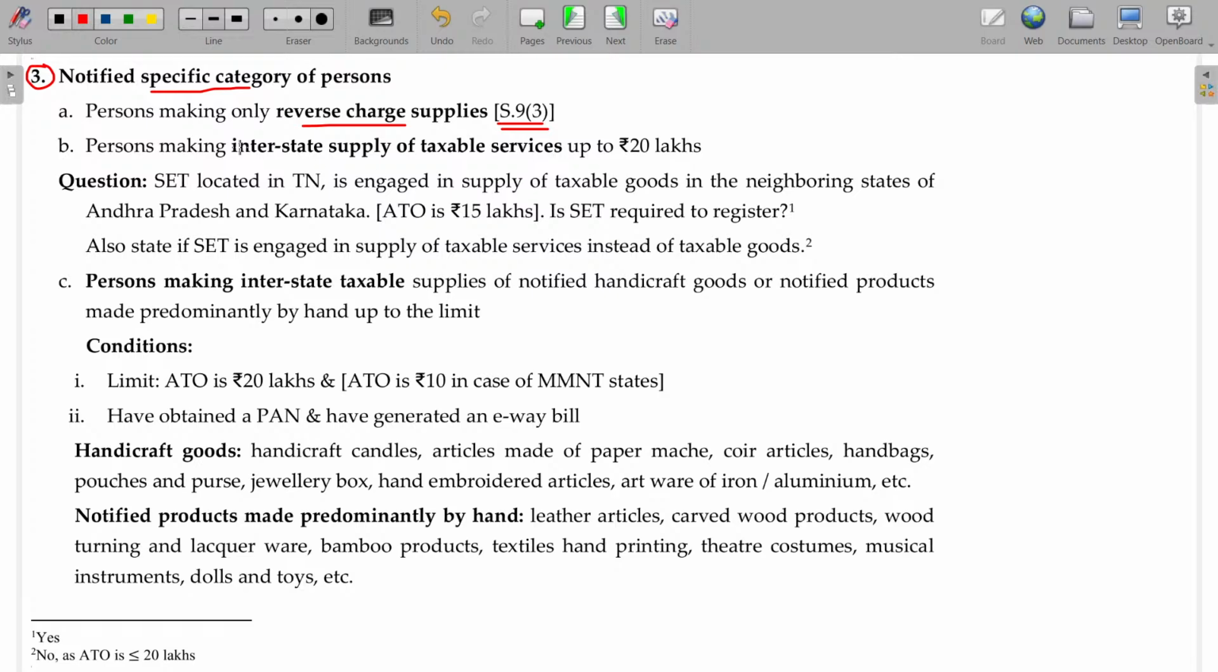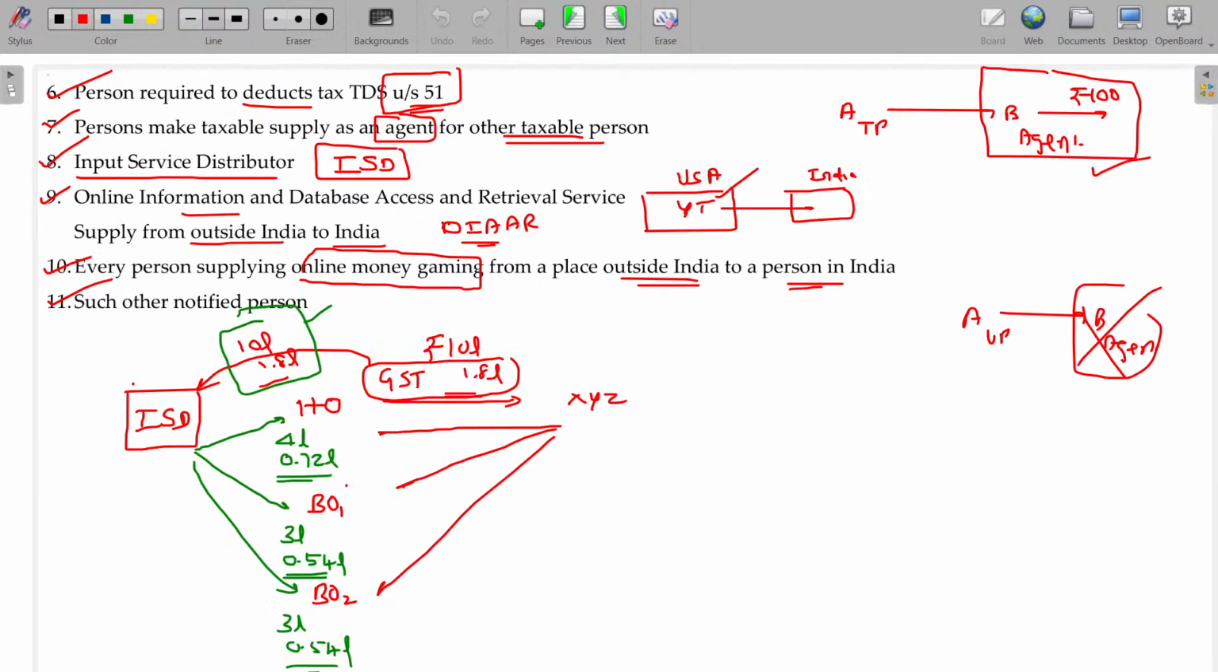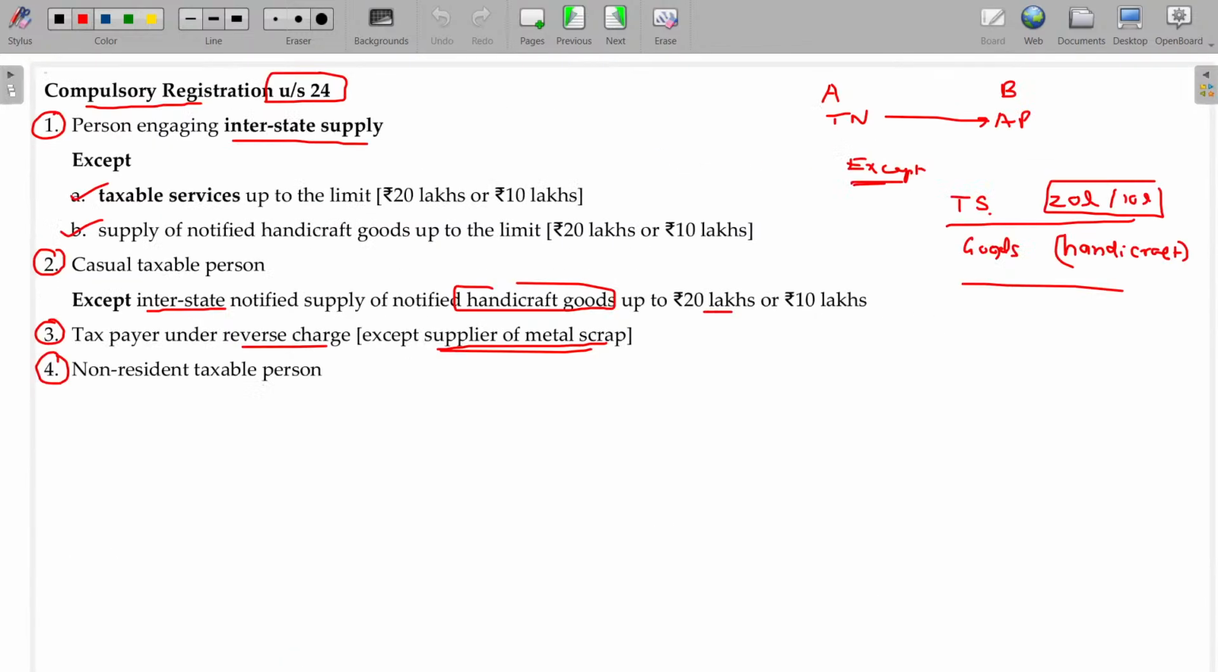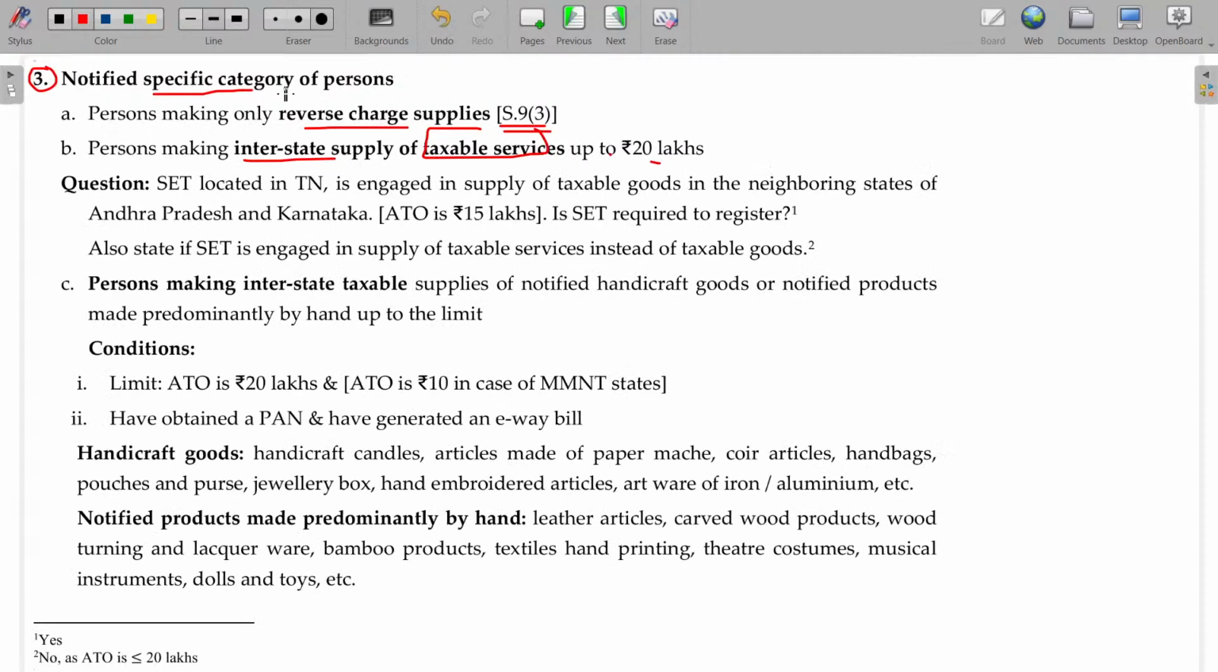Okay. And interstate supply of taxable services up to 20 lakhs, we studied there. Okay, exemption. In case of interstate supply under section 24, taxable supply up to 20 lakhs or 10 lakhs is not required for compulsory registration. Then here what happens, up to 20 lakhs not required to register. That's how interlinked these two are.